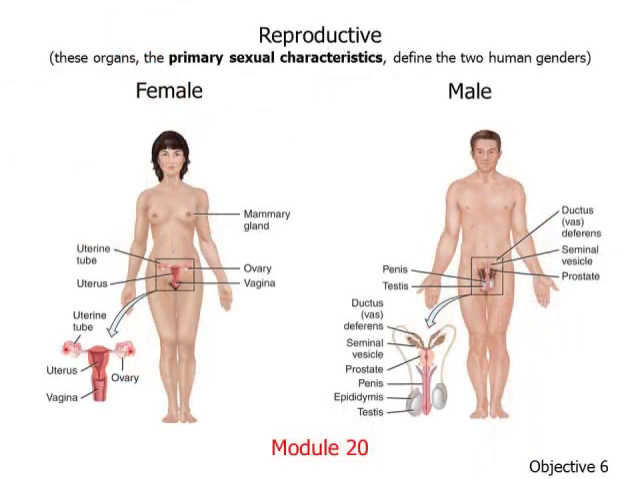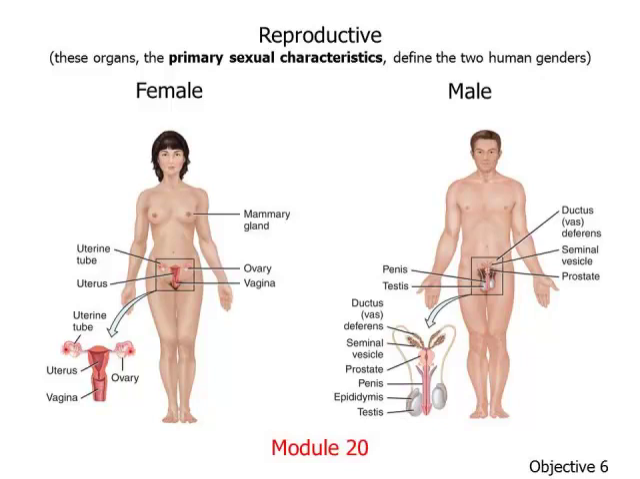And then finally, we'll close out the course with Module 20. In Module 20, we'll look at the reproductive system. One thing to note here is that in all the other organ systems that we've looked at, there's really not any significant differences between males and females. But when we get to the reproductive system, these are the systems that define what it is to be male or female, so we begin to see significant differences.